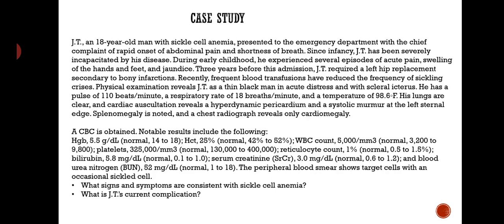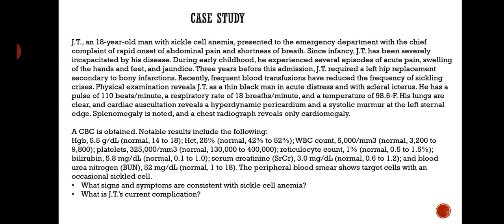Physical examination reveals JT is a thin black man in acute distress with scleral icterus. He has a pulse of 110 beats per minute, respiratory rate of 18 breaths per minute, and a temperature of 98.6 Fahrenheit. His lungs are clear. Cardiac auscultation reveals a hyperdynamic pericardium and a systolic murmur at the left sternal edge. Splenomegaly is noted, and the chest radiograph reveals only cardiomegaly.